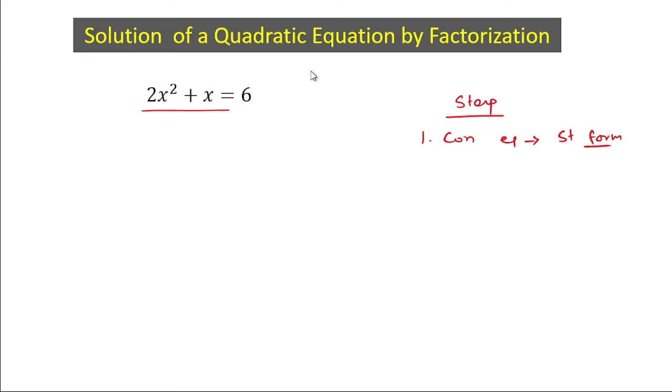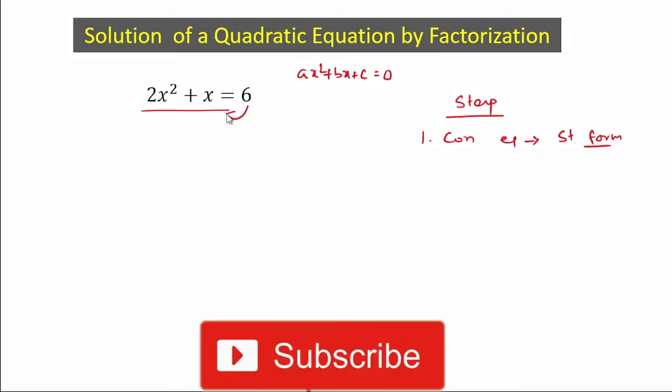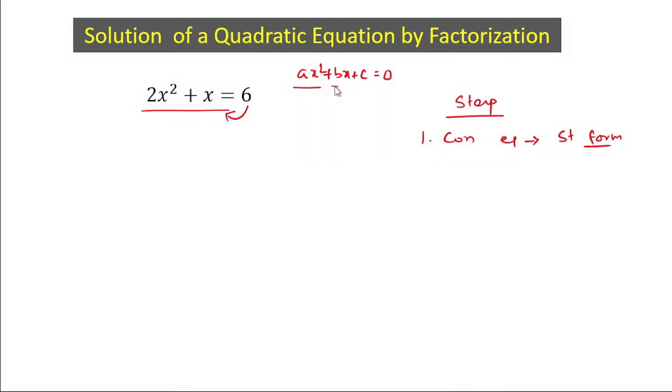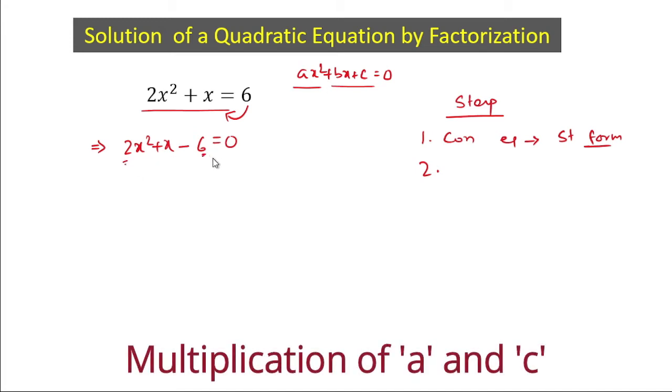We know the standardized form is ax square plus bx plus c is equal to 0. Here the 6 is given on the right side of the equal sign. We will take 6 to the left side, and then the equation will be in standardized form. So the equation will be 2x square plus x minus 6 is equal to 0.